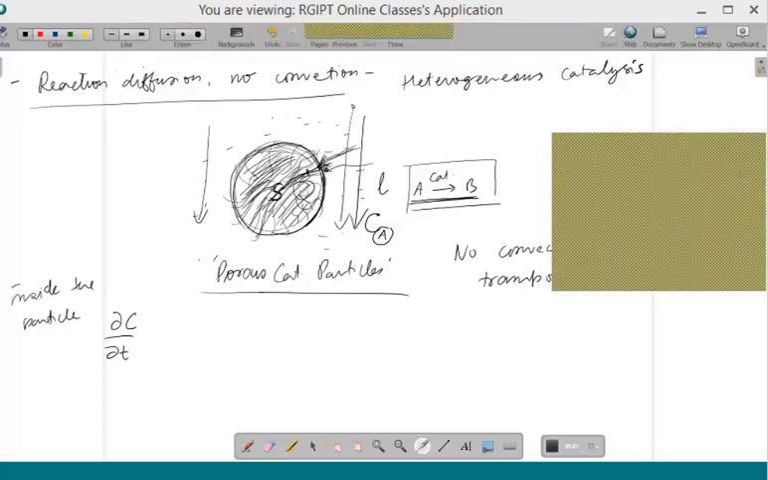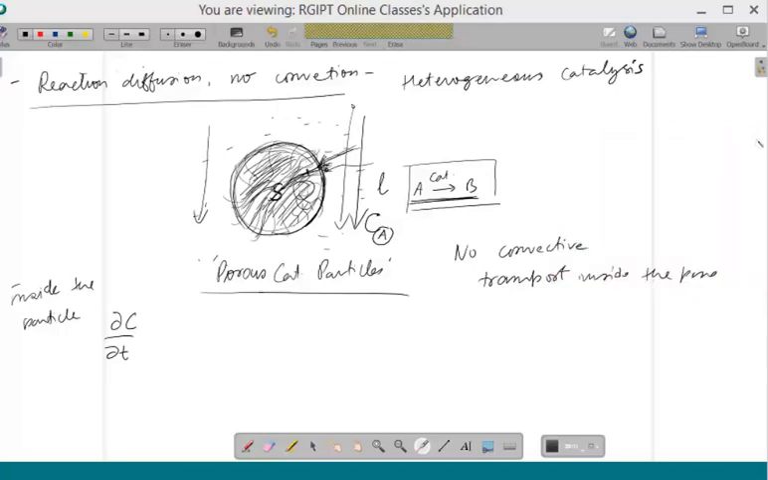How are we writing the convective component? Meaning what? Okay, let me come back to the question shortly. Let me finish this discussion. Amir, I'll come back to the question shortly.